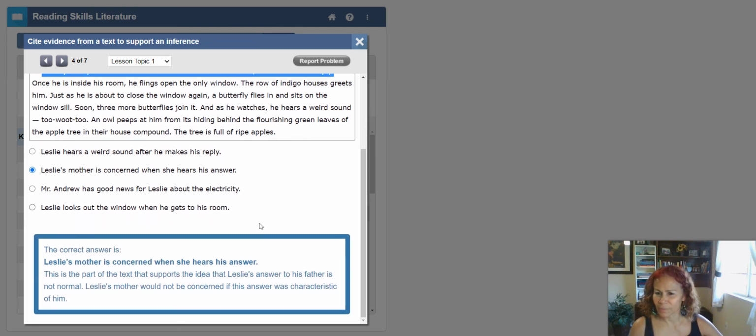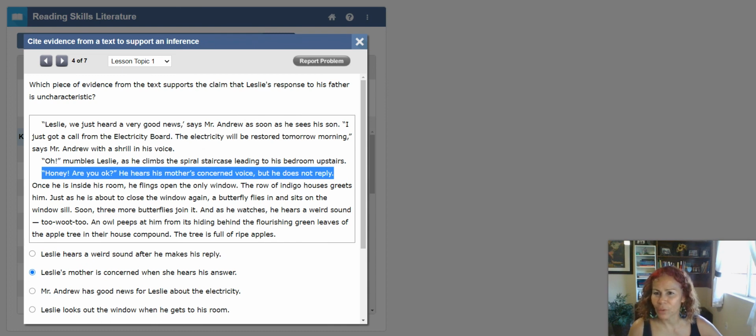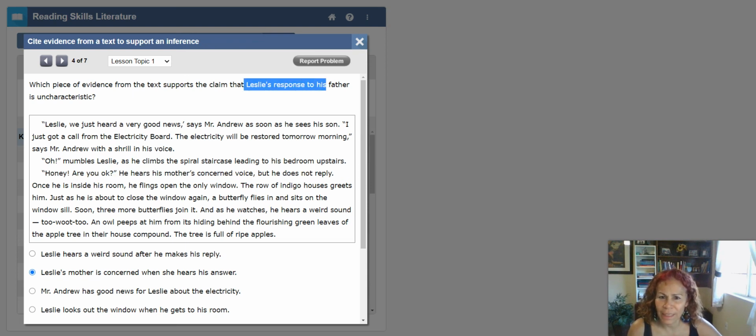Okay, let's see the explanation at the bottom. Leslie's mother is concerned when she hears his answer. This is part of the text that supports the idea that Leslie's answer to his father is not normal. Leslie's mother would not be concerned if this answer was characteristic of him. So now you have three examples of how we find what is the evidence that supports the claim. This is the claim. Whenever you find the claim, you're going to mark directly after the word that. This is the claim. You're claiming that Leslie's response to his father is uncharacteristic. How do you know it's uncharacteristic? Because the mother is concerned when he responds. When she hears his answer, she goes like, that's not Leslie.